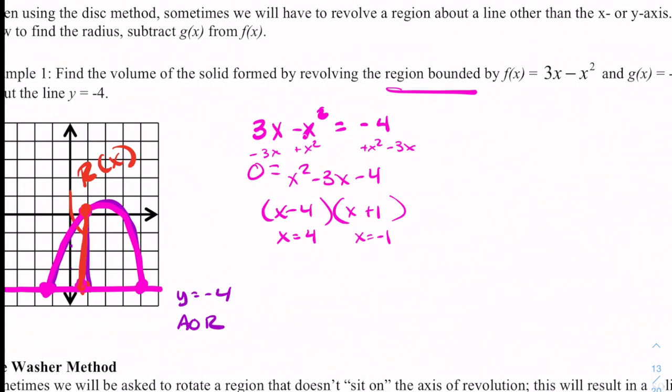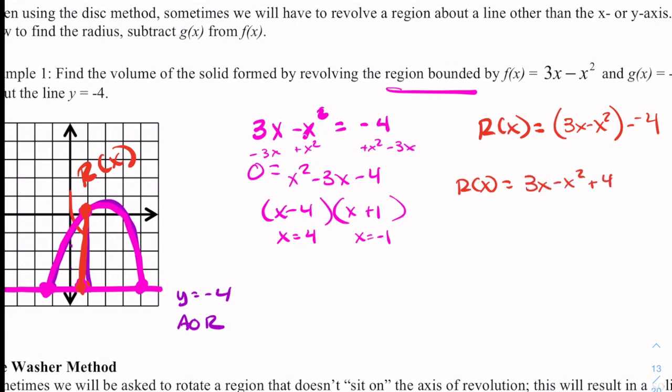I draw in my representative rectangle. We see that it's perpendicular to the x-axis, so it's going to be in terms of x. We have r of x is equal to, our upper function is our parabola. Our lower function is our horizontal line, so -4. So our radius in terms of x is going to be 3x minus x squared plus 4, which means we can jump to our volume equation.